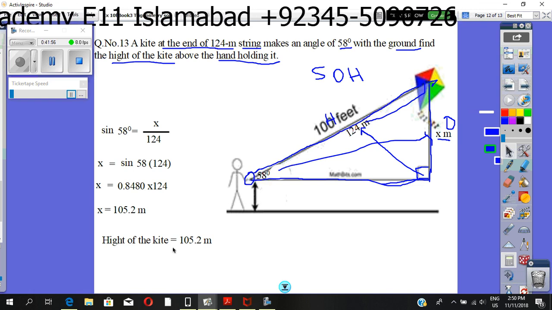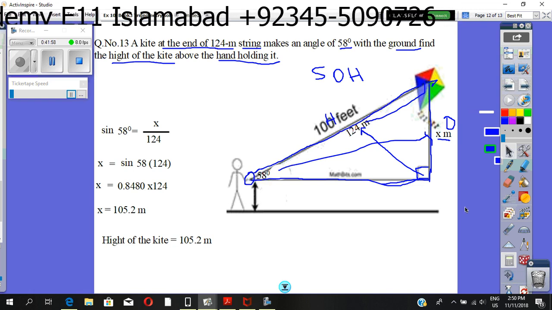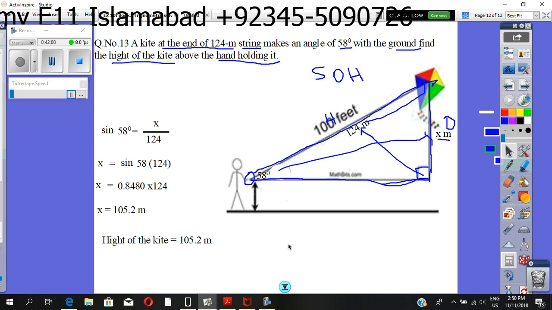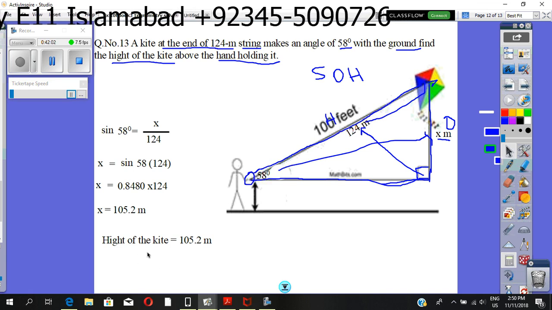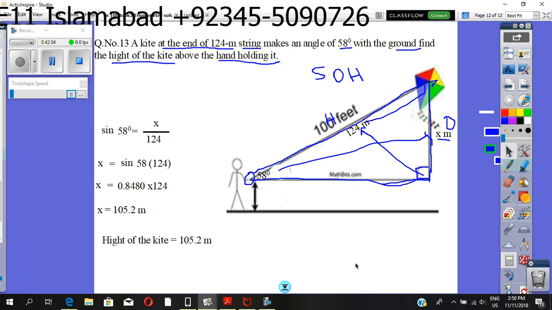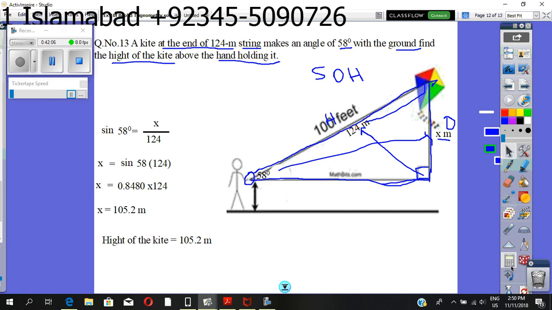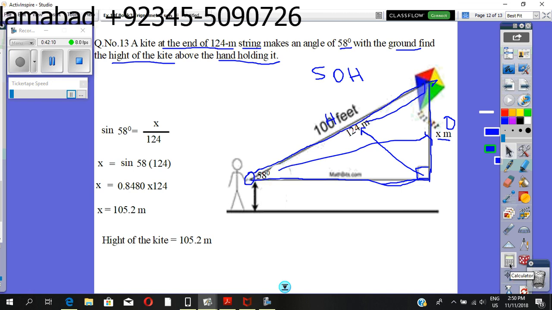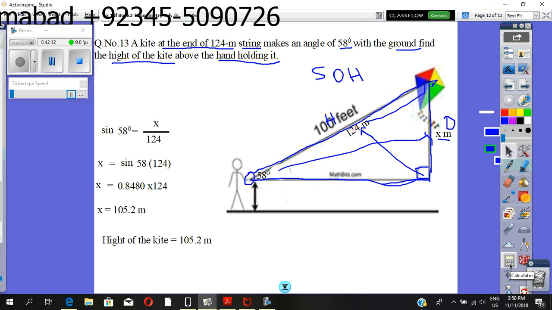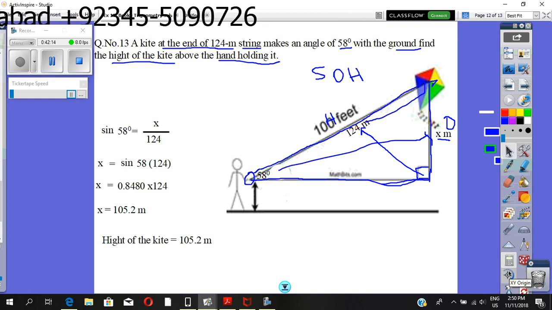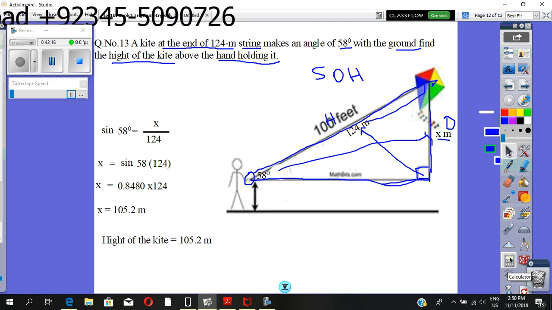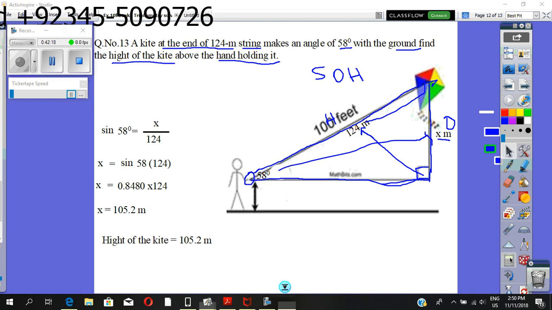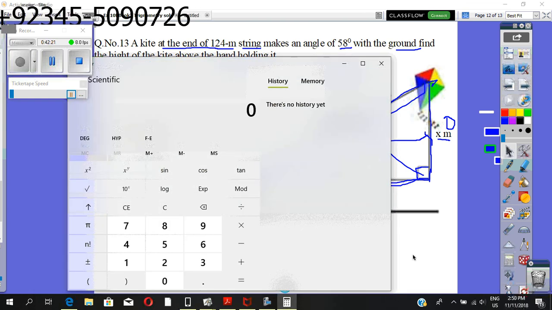It means the height of the kite is 105.2. These calculations are so simple, you're supposed to use a calculator, and then you can find it easily. Different calculators have different modes, but I think it is written on the calculator where the sine, tan, cos, or the inverse of them are.